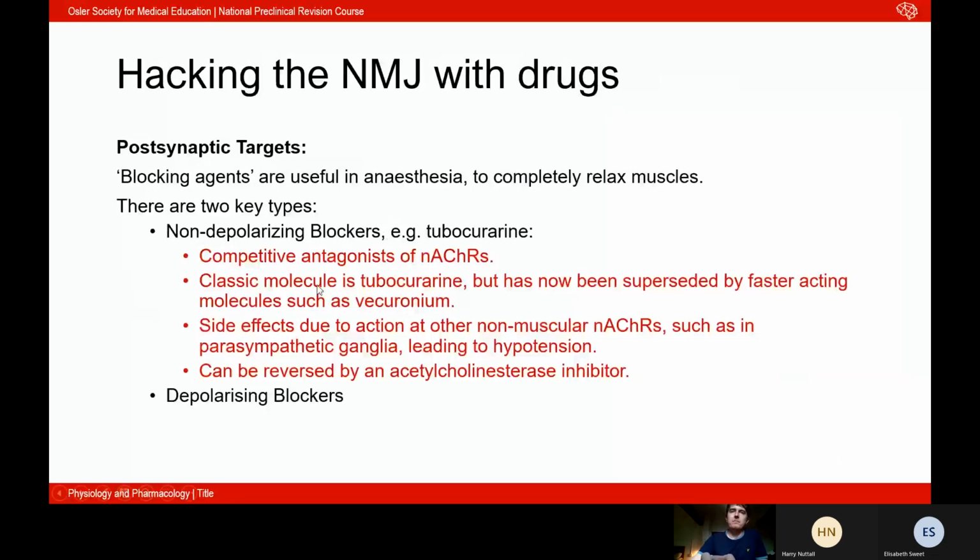We get these side effects, but we can reverse it using an acetylcholinesterase inhibitor, which makes sense when you think about how we're reducing the amount of transmission we can have with the nicotinic acetylcholine receptors. If we raise acetylcholine in the synaptic cleft, we can start to overcome that.